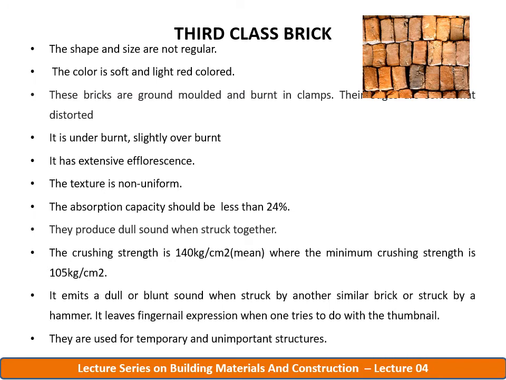And these are the characteristics of third class brick. In the third class brick, the shape and size are not regular in nature. The color is soft. These bricks are ground molded and burnt in clamp, and they are underburnt, sometimes slightly overburnt. It has excessive efflorescence. White patches are seen on the surface of the brick. The texture is not uniform.